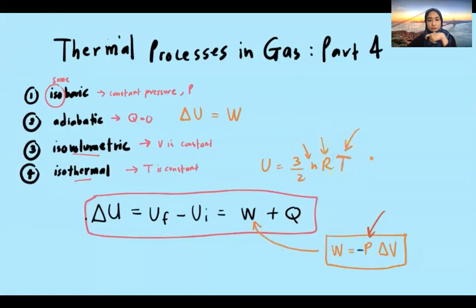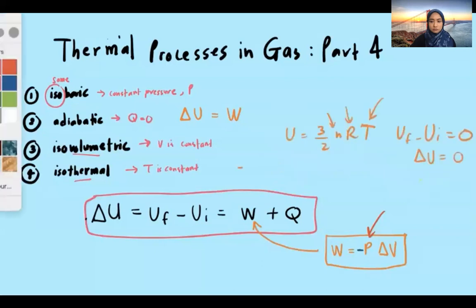So if T is constant, your U is constant, which means that U final minus U initial would be 0, because these are equal. So U final does not change from U initial. If I started with 10, I end up with 10. 10 minus 10 is 0. So my internal energy does not change. If my internal energy does not change, my delta U is equal to 0.